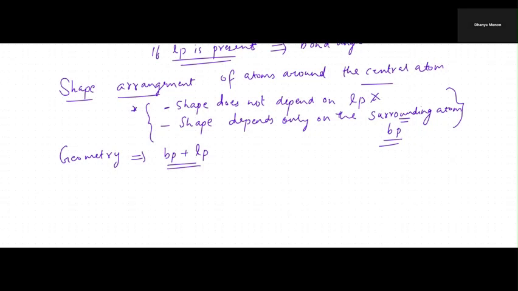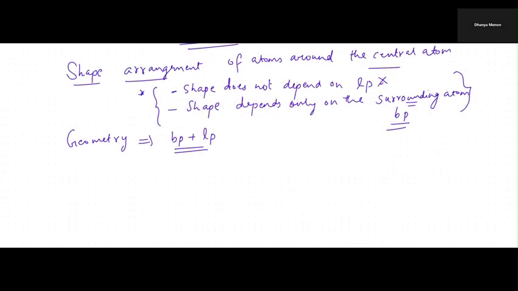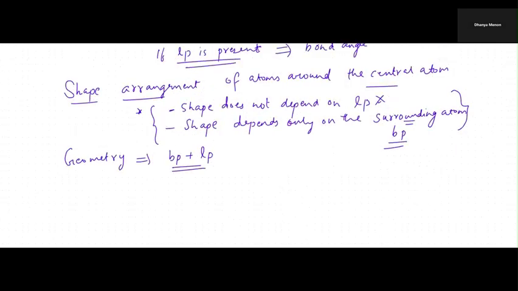Okay, so talking about ammonia again. These two pieces of information about shape and geometry you must remember, because today we will be talking about geometry and shape. In shape we don't consider the lone pair, but in geometry we consider the lone pair.